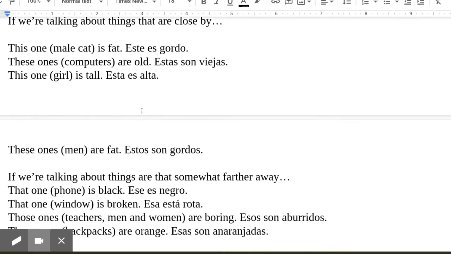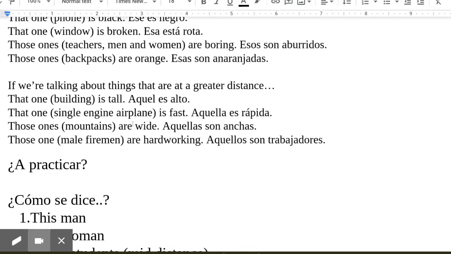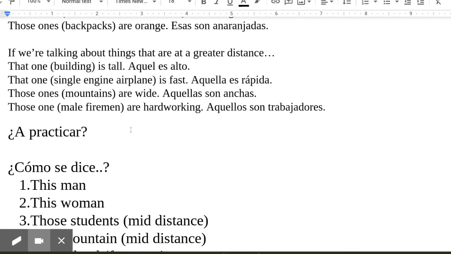I don't want to read through all these sentences, so if you want to look at them really quick, pause the video, and you can take a look, and then I'm going to scroll down and give you guys a chance to practice. So pause the video if you want to look at them. Okay, I'm going to go down a little further. There's the rest of the sentences right there. Again, pause the video if you want to look at them.